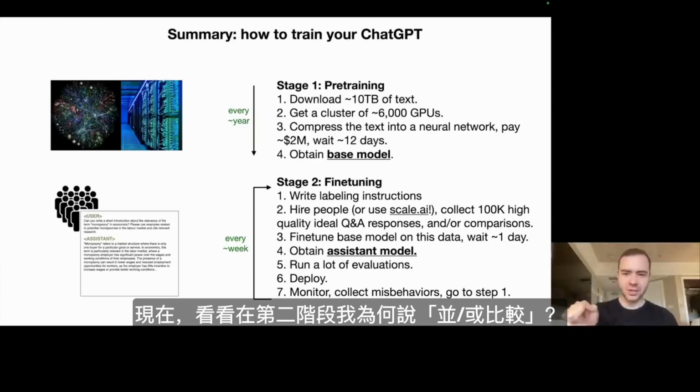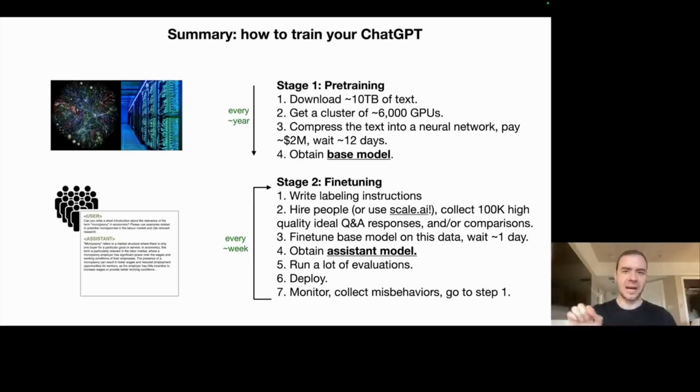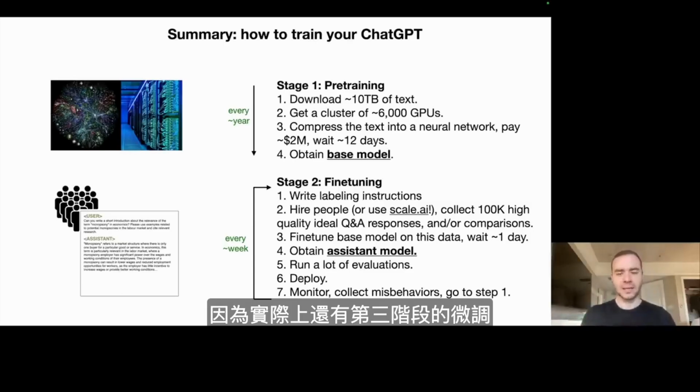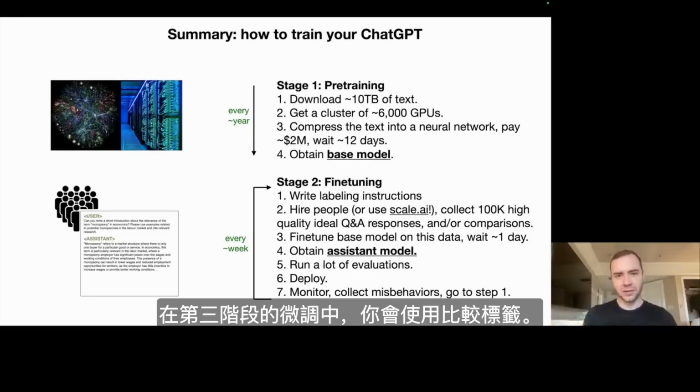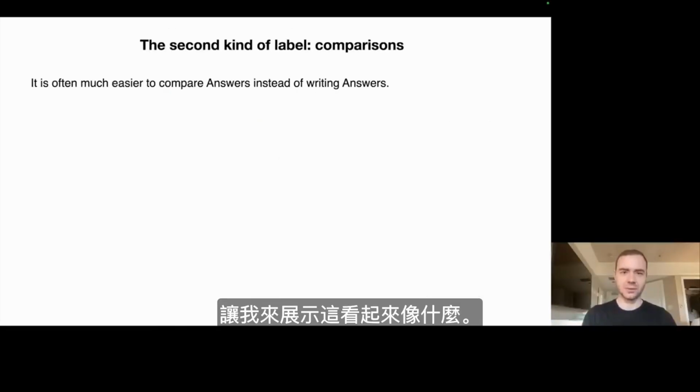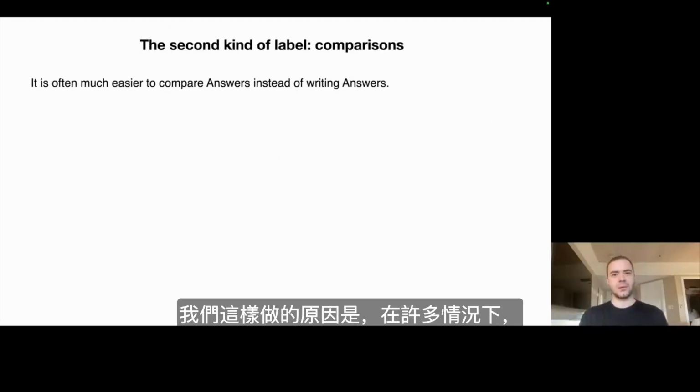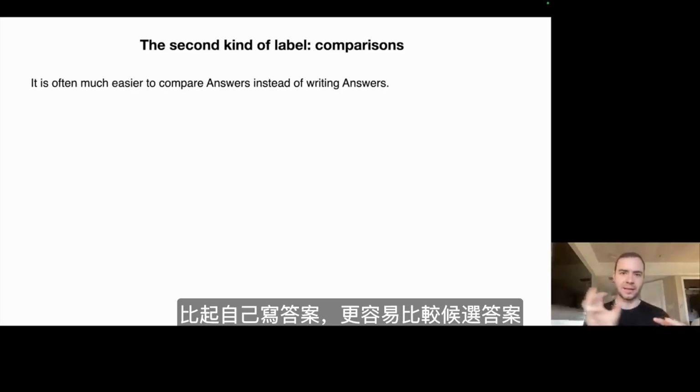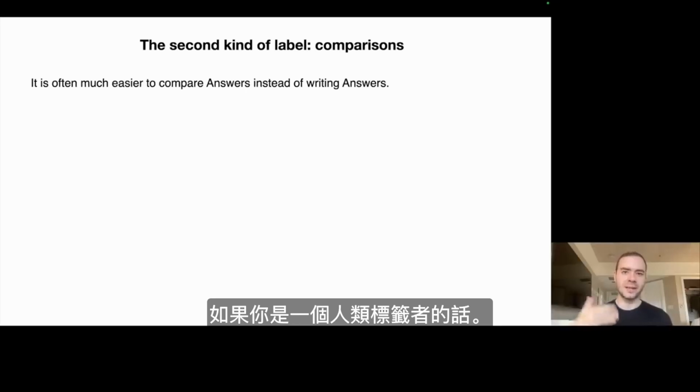Now see how in stage 2 I'm saying "and/or comparisons"? I would like to briefly double click on that because there's also a stage 3 of fine-tuning that you can optionally go to or continue to. In stage 3 of fine-tuning, you would use comparison labels. So let me show you what this looks like. The reason that we do this is that in many cases, it is much easier to compare candidate answers than to write an answer yourself if you're a human labeler.